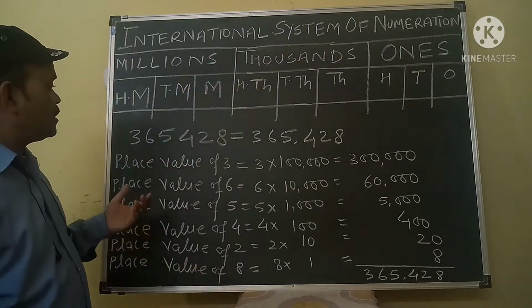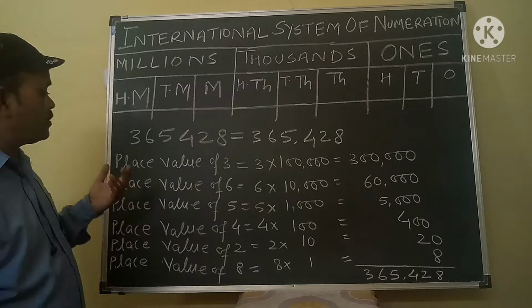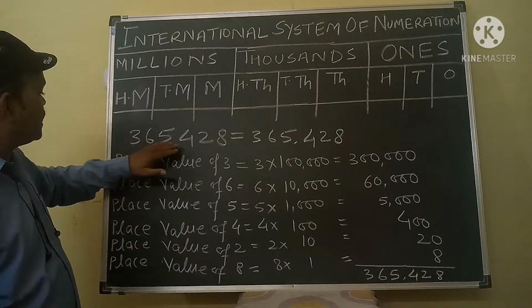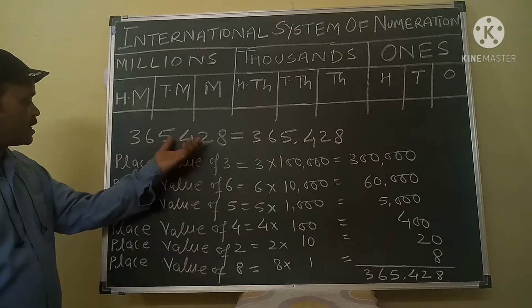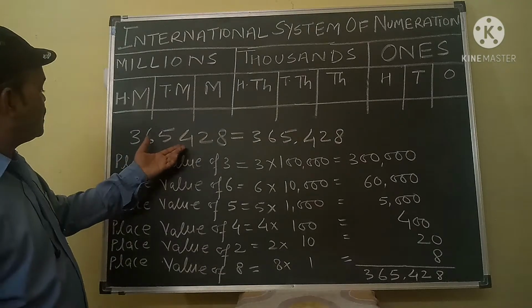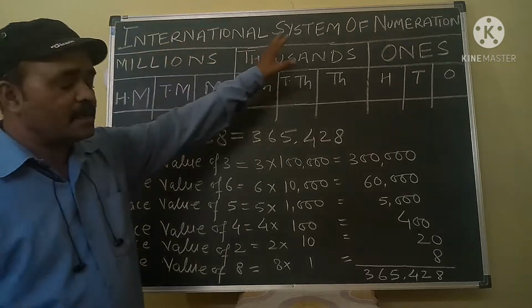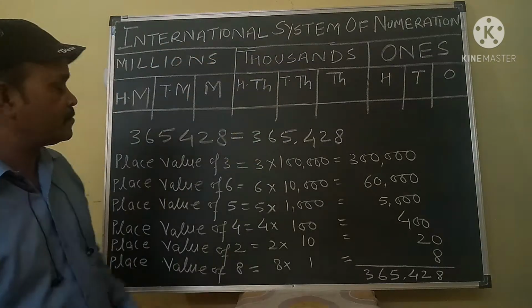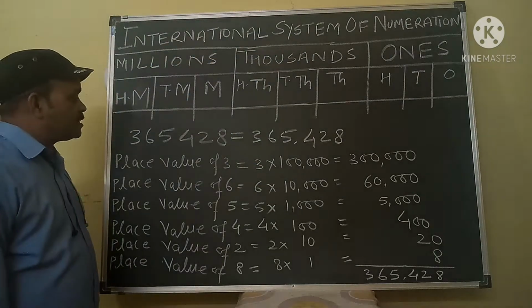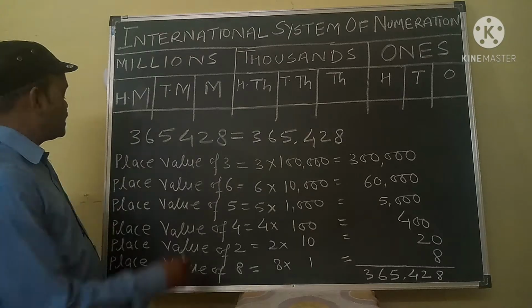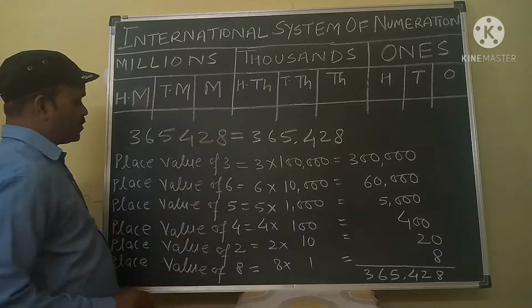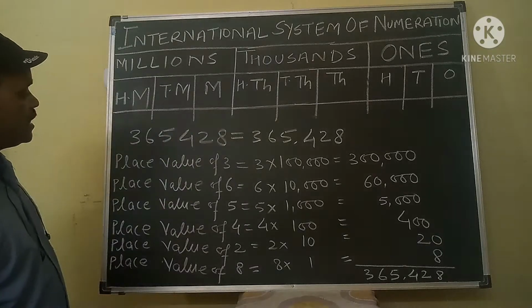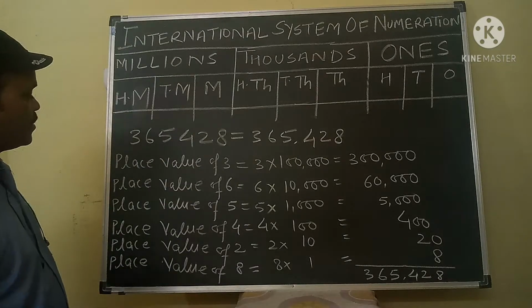Okay. Suppose you have one number, 365428. How can you read and write this number according to the International System of Numeration? My dear students, as you are looking, this is 365428. How can you read and write this number?